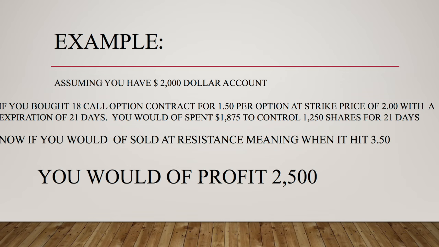Okay, now if you would have sold once it hit resistance, meaning when it hit $3.50, you would have profited $2,500. You almost doubled your money right there just by looking at the technical signal and just using at-the-money options. It's that simple to make money with options.